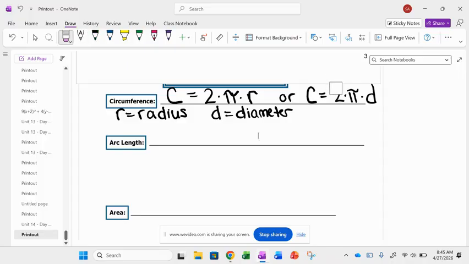Oh, sorry, not 2, sorry, pi d, not 2 times pi d. That wouldn't make any sense. Pi d. So isn't 2 times the radius the diameter, right? So that's why these formulas are the same thing.